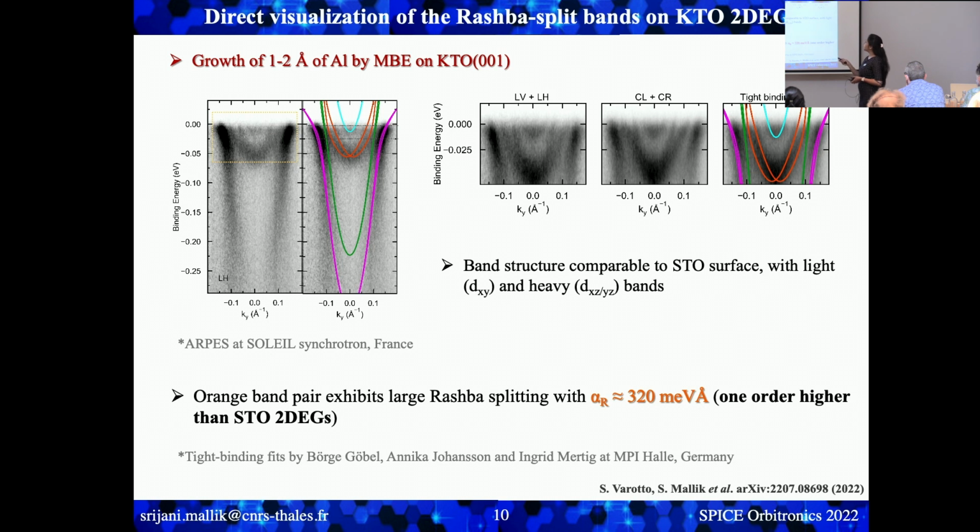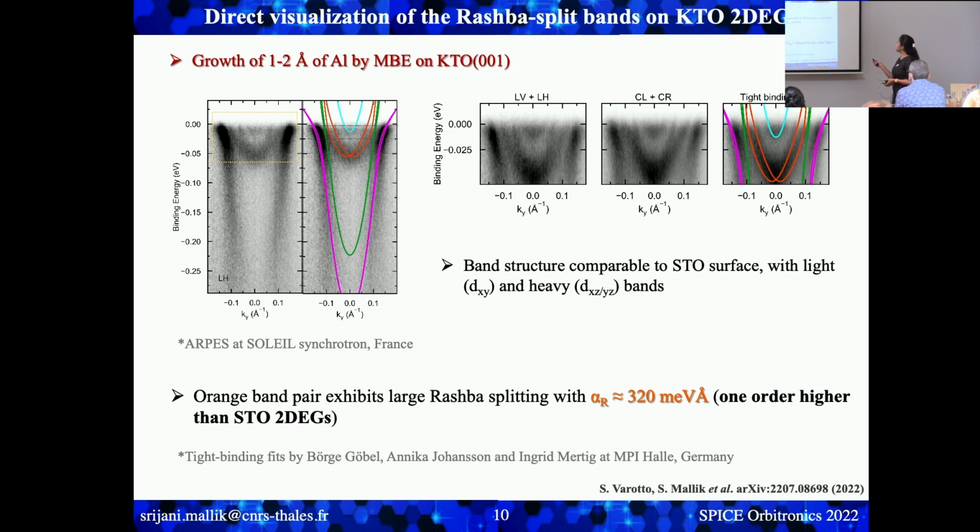And we can see from the zoomed version of this that for the first time for, let's say, any oxide perovskite material, it was possible to resolve the Rashba splitting using ARPES measurements. So clearly we can see there is a splitting between these two bands, which corresponds to the Rashba splitting according to the tight-binding fits.